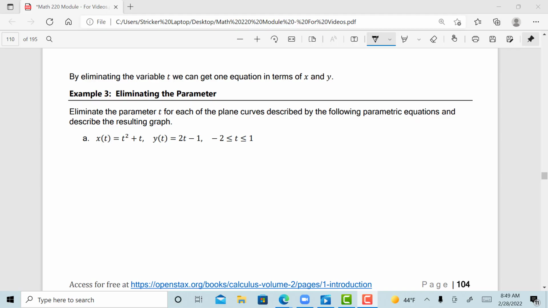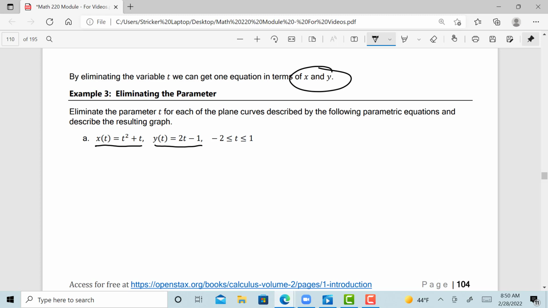All right, welcome back. In this video, we're going to pick up where we left off in the last video for section 7.1. And we're going to cover example 3 here, where it's called eliminating the parameter. Sometimes we need to take our two parametric equations, x of t and y of t, and rewrite them back in terms of x and y, or y as a function of x, or x as a function of y. And that's what we're going to do in example 3.